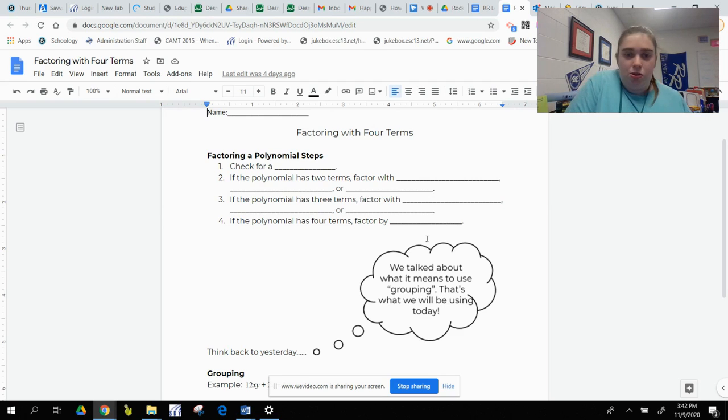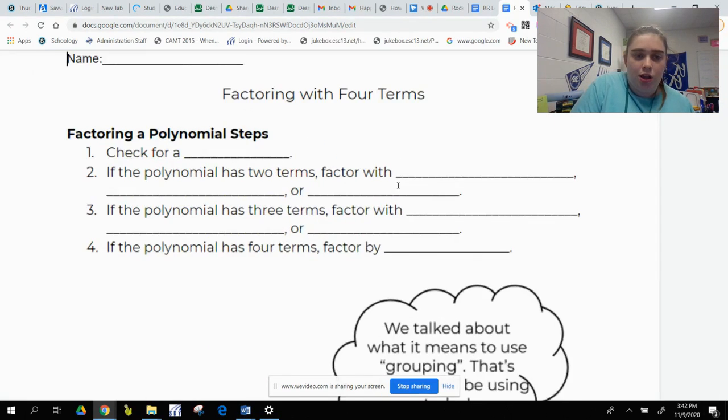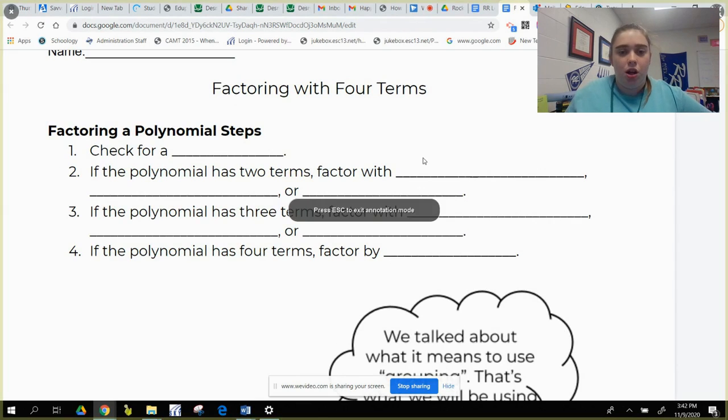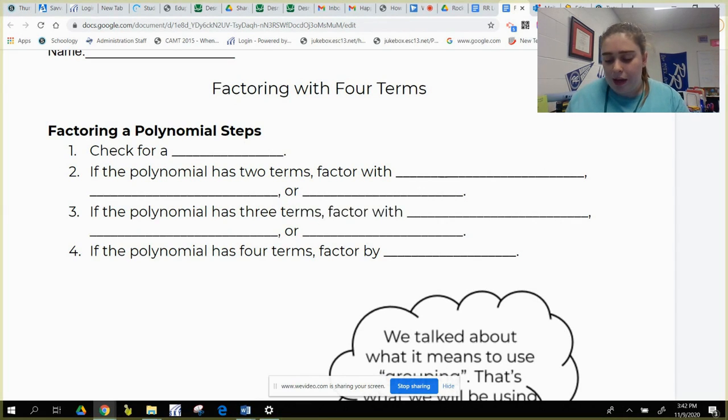Let's fill it out again, get this information saved into our brain, right? Let me zoom in to this. So remember, what is step 1? What do we always have to do with any polynomial, no matter how many terms? We have to check for a greatest common factor. And again, you can just write GCF.